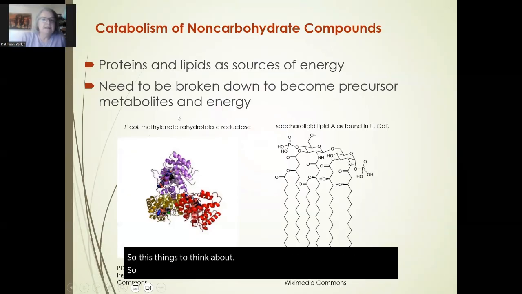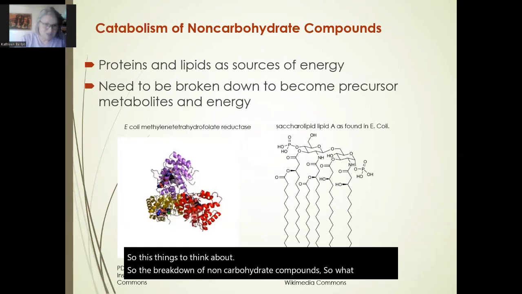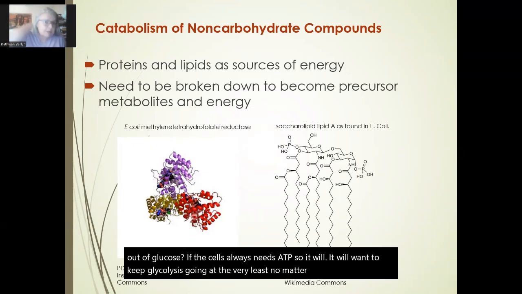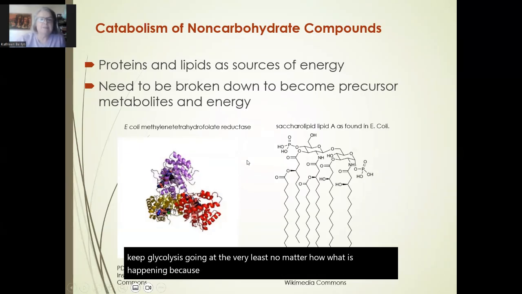So the breakdown of non-carbohydrate compounds. So what if you run out of glucose? The cell always needs ATP, so it will want to keep glycolysis going at the very least, no matter what is happening, because that's what it needs to keep alive. So proteins and lipids can also be used as sources of energy.